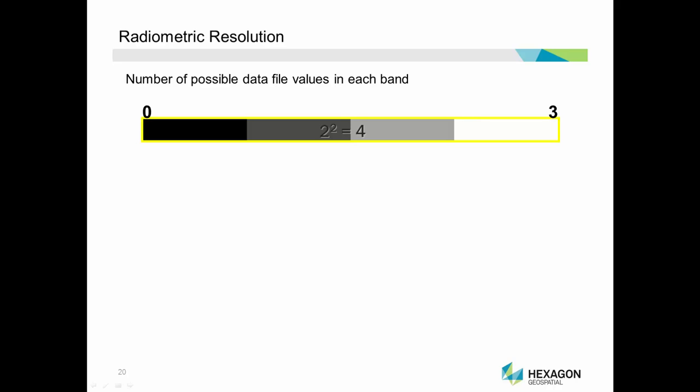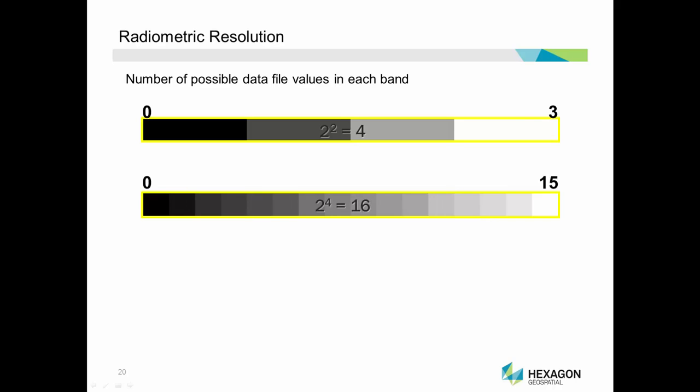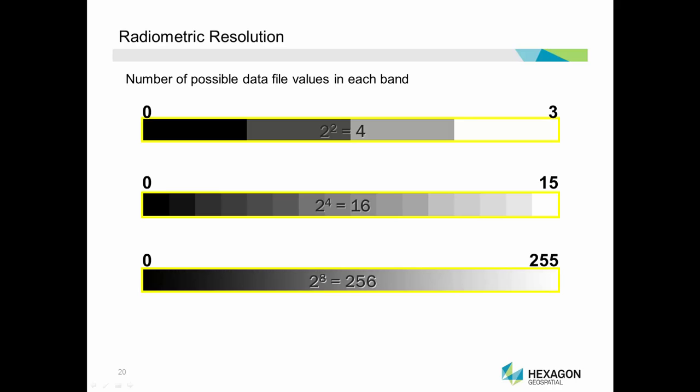For example, if we have a 2-bit image, we can calculate 2 to the second power equals 4. There are 4 possible values in a 2-bit image. Because 0 is a value, the range is 0 to 3. If we increase the bit value to 4, we can calculate 2 to the 4th power equals 16, resulting in a data range of 0 to 15. 8-bit imagery has 2 to the 8th power, or 256 values, resulting in a range of 0 to 255. The number of values increases as the bit range is increased.